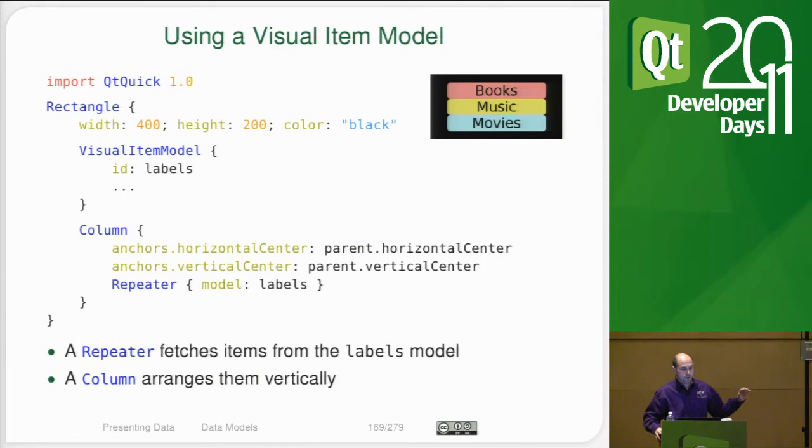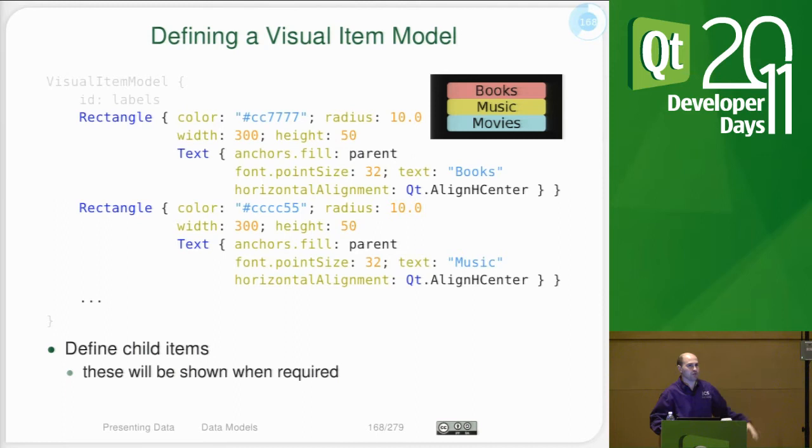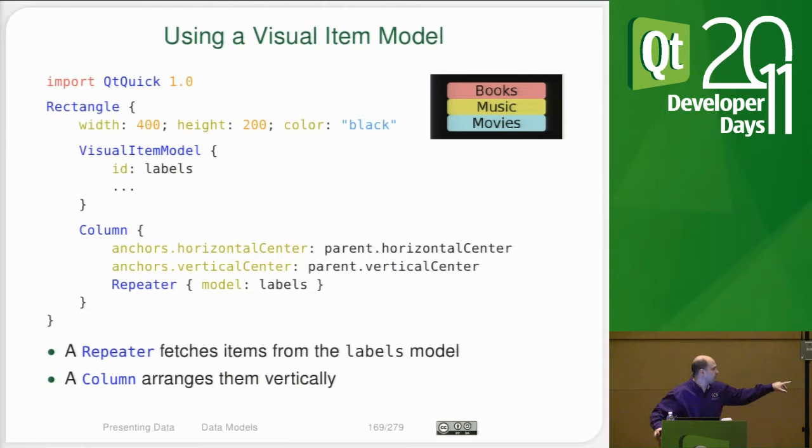However, what we can do is say that this is the data model and it has all these rectangles, but this data model does not specify how these rectangles are arranged. So it has some information about what the data looks like, but to actually get it to stack up in a column, we need to use the column arrangement item and a repeater that uses the models. Here it's a visual item model called labels. It's going to provide the data and the items it's going to use to build that data.